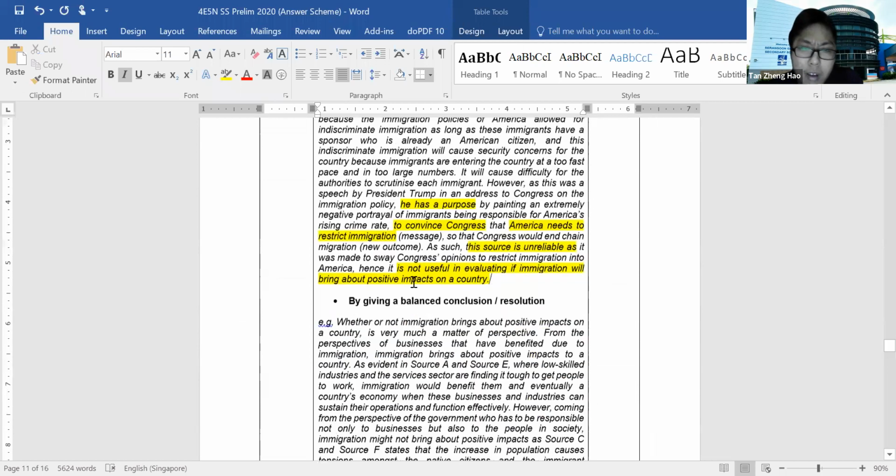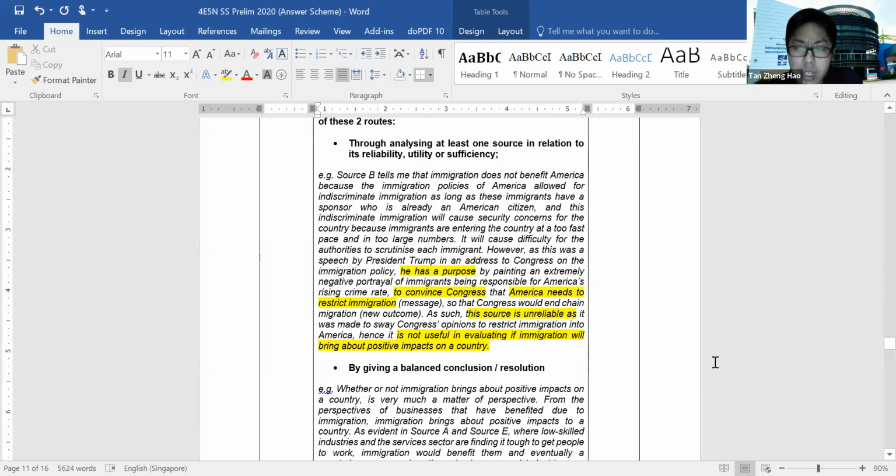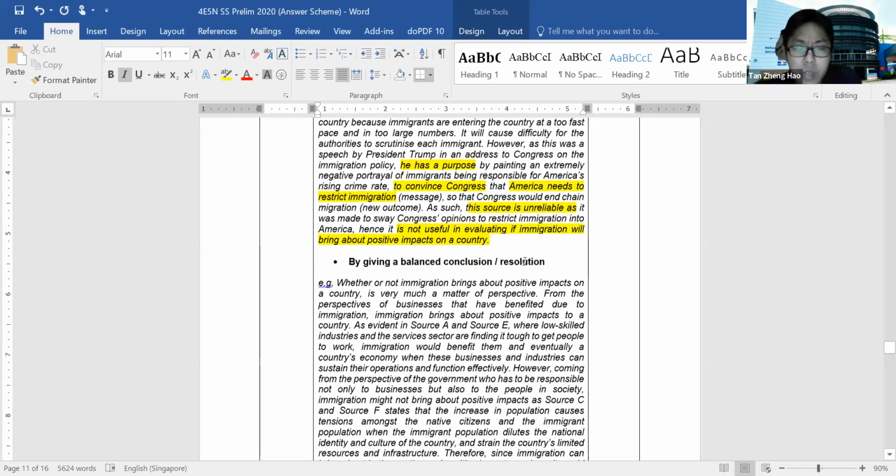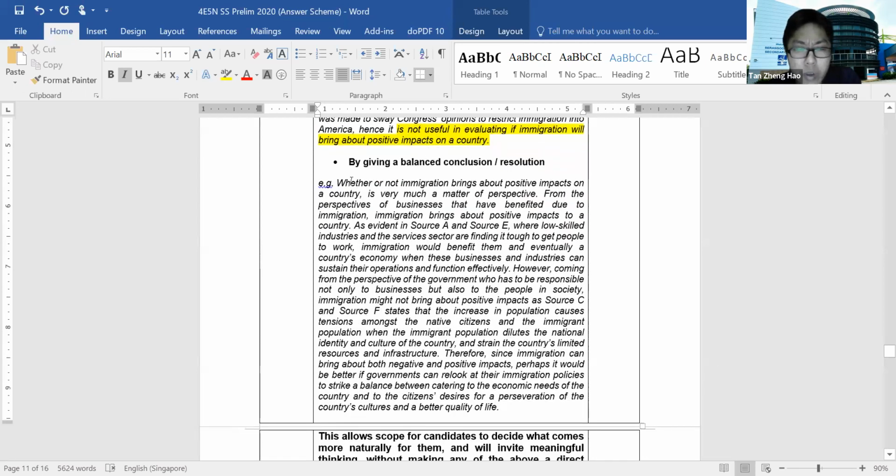The other way is to give a balanced conclusion. Again, feel free to pause and read the answer. So let's read what this teacher said. Whether or not immigration brings a positive impact on a country is a matter of perspective. From the perspective of businesses that benefited due to immigration, immigration brings about a positive impact to a country. Source A and Source E tell me that low-skilled industries and the service sector find it tough to get people to work. Immigration will benefit these companies, and when these companies do well, it will benefit the country's economy.